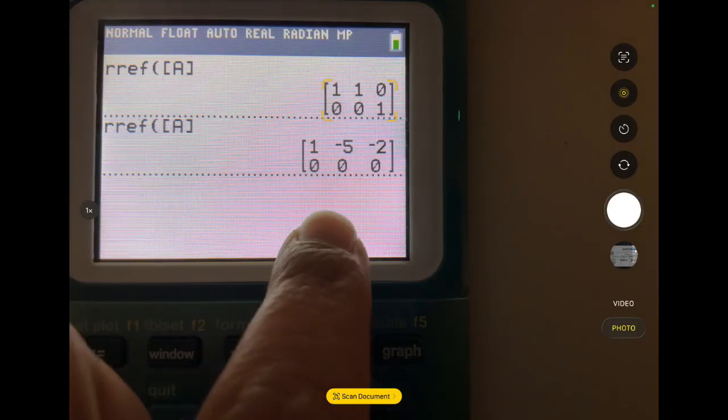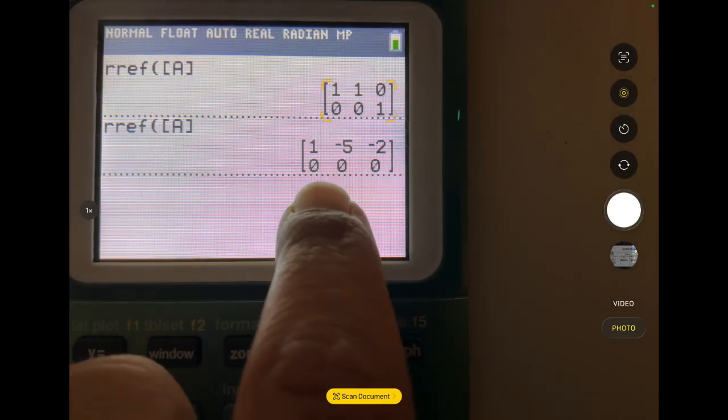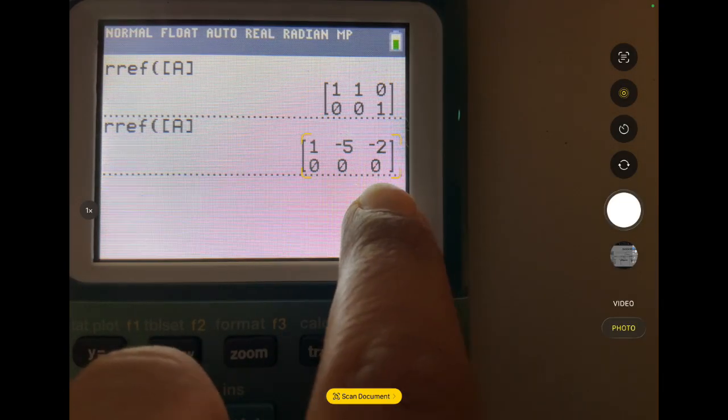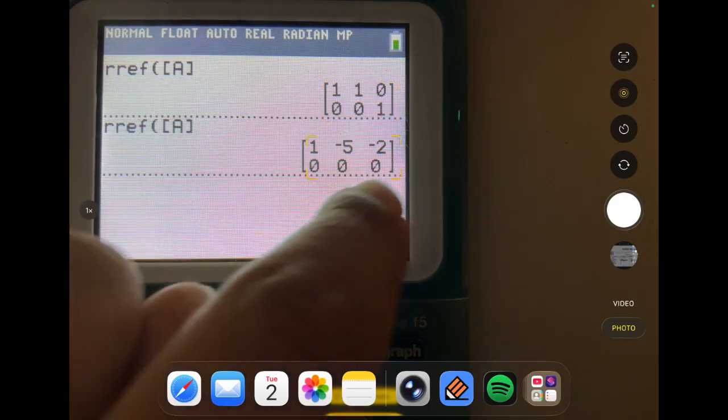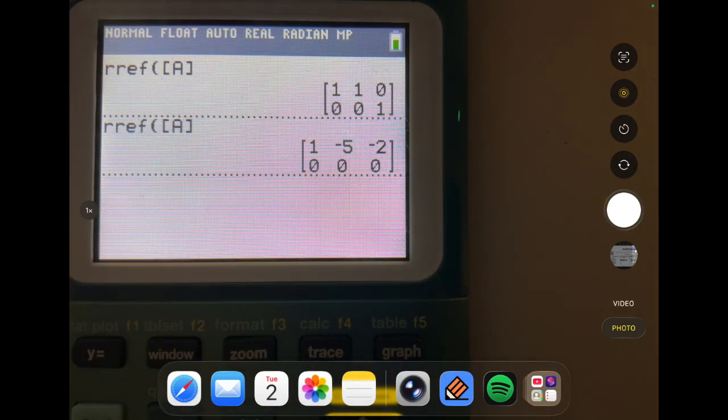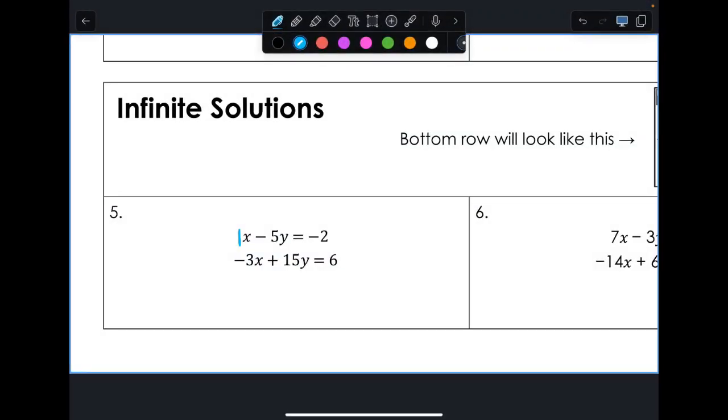So this time on number 5, the bottom row should say 0, 0, 0. A lot of students ask, how do I remember the difference? Well, if it is always 0 in the bottom, it will infinitely be 0. I'm sure that's not how you're supposed to explain it, but that's how I remember it. So this one is infinite solutions.